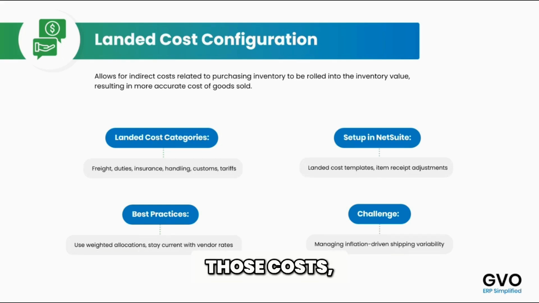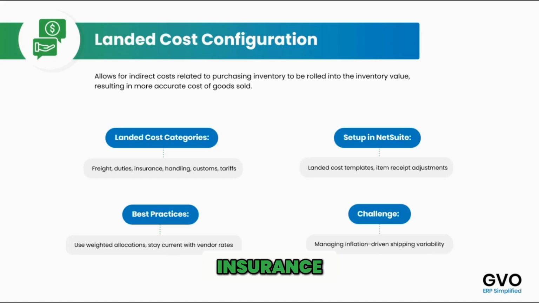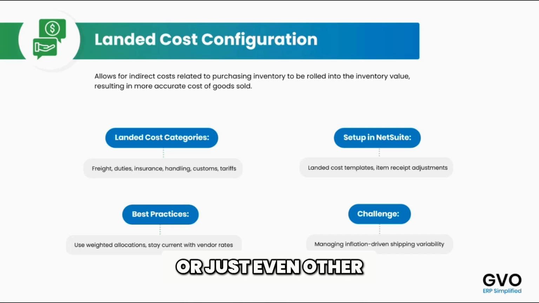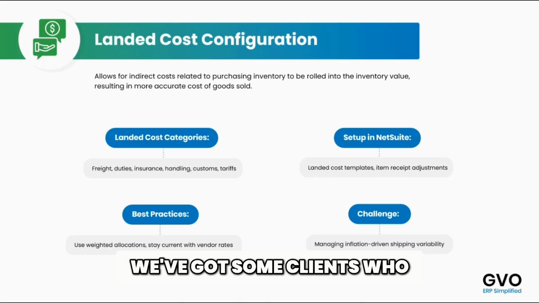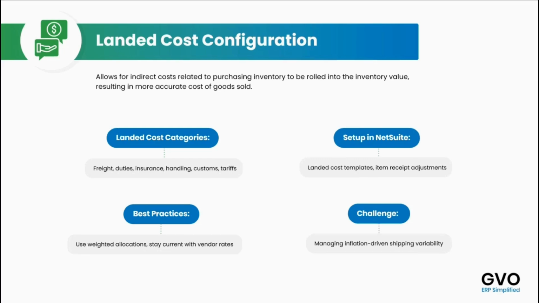When you're looking at those costs, you want to make sure you can set up your cost categories. They can be as specific as you want: shipping and freight, duties and tariffs, insurance, handling and packaging, additional storage and warehouse fees, or just even other taxes and other fees that get added into it. We've got some clients who go down to the minuscule amount of fees that can be in it, and other ones just say, hey, these are the big hitters that I want to make sure that I take into account. So, you can get as granular as you want when you talk about your cost configurations.